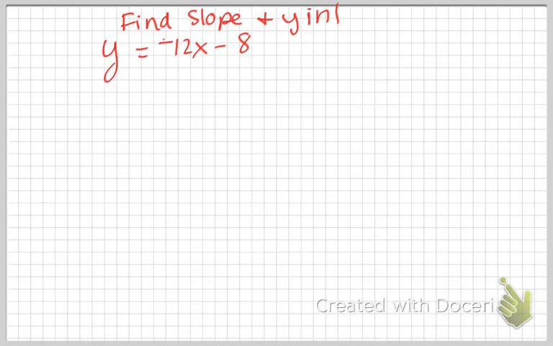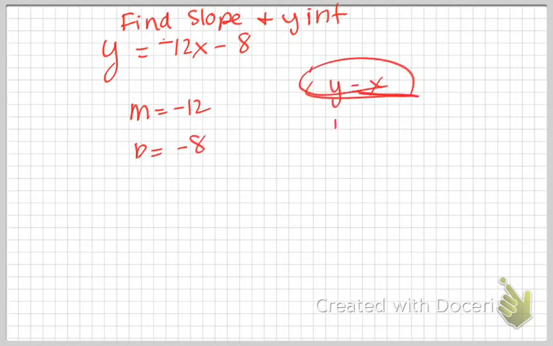Good. Slope is negative 12, and the y-intercept, Turner? b equals negative... Good. And if you give me negative 12x, I will mark it wrong, because x is not part of the slope. It's the number that comes before the x. All right, what about the next one?